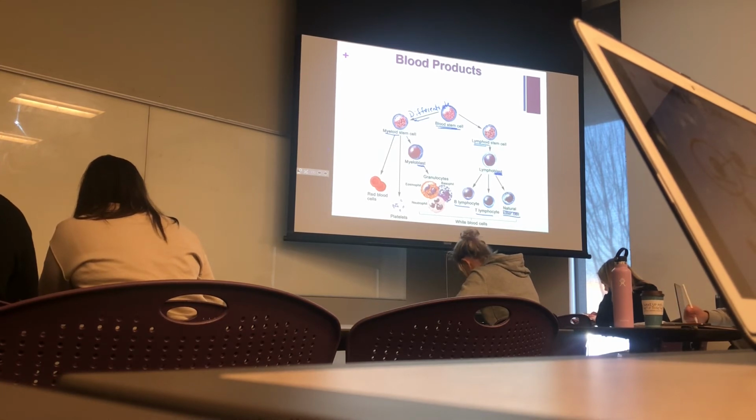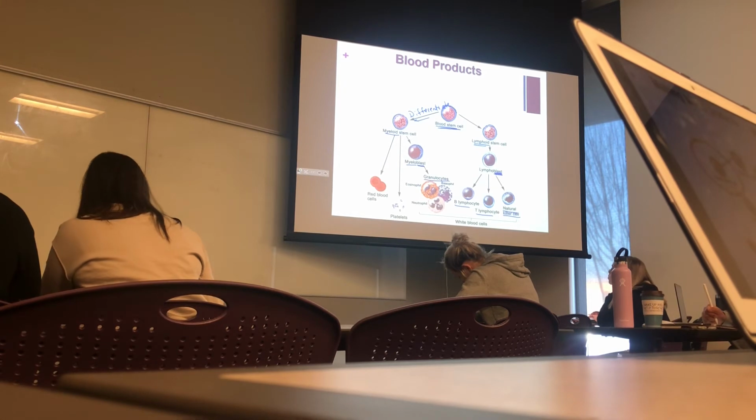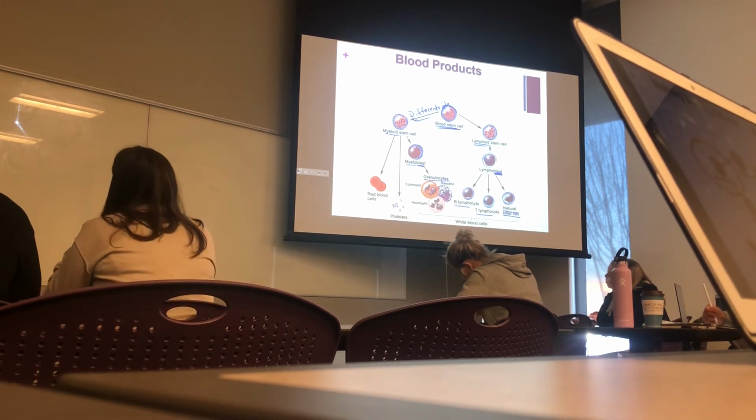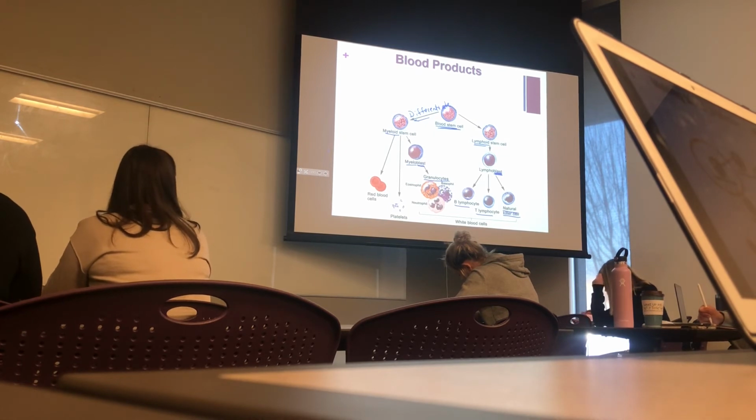So if you go down the myeloid side, of course, you can see that you have a myeloblast, and that's going to make your granulocytes, your basophil, neutrophil, eosinophil, okay? Or it's going to make the other stuff, like red blood cells and platelets, okay?